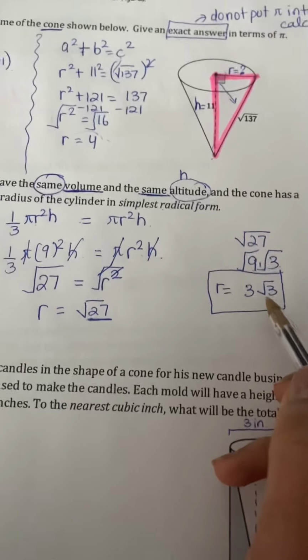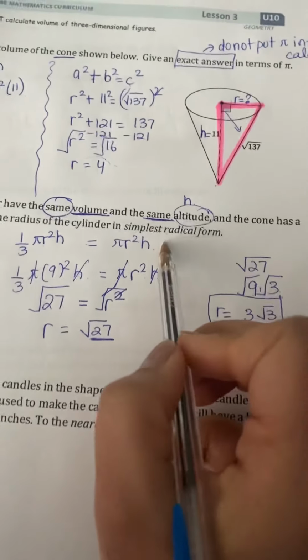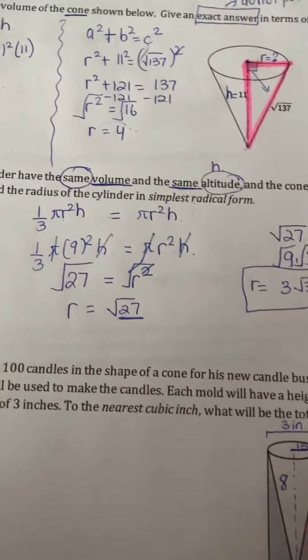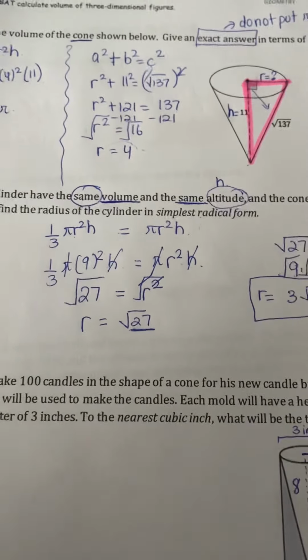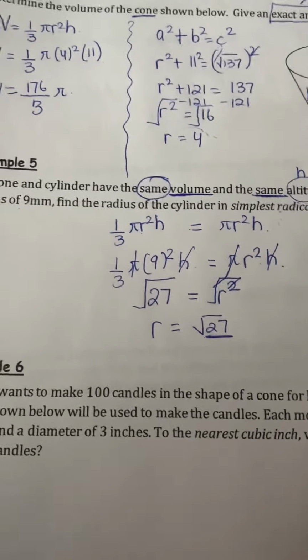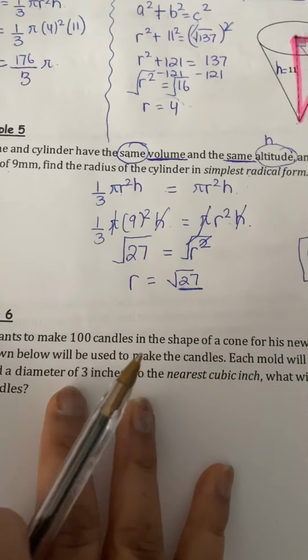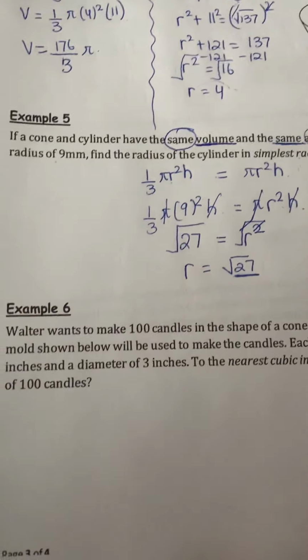If you did not simplify it, you would lose a point because it did ask you to leave it in simplest radical form, not in decimal. So decimals would not be an acceptable answer. Again, pause the video, see if you can do this question. Not very tricky, but a little bit of thinking involved.